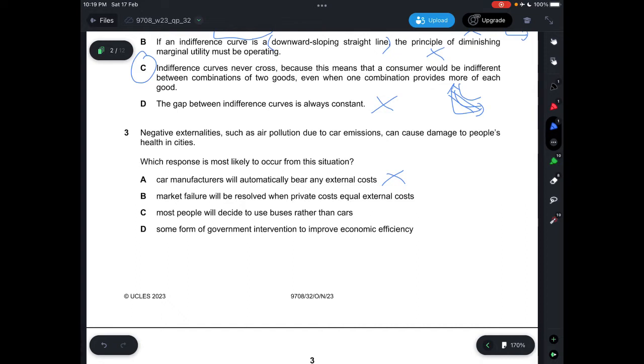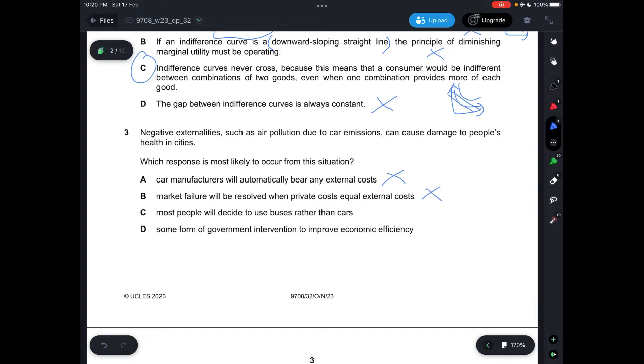And then when you combine external costs and private costs together, it results in social costs whereby everybody is bearing the cost. But if it says car manufacturers will automatically bear any external costs, that is incorrect. But if, let's say, the question says car manufacturers will bear private costs, that's correct. But external cost is borne by the citizens, people who are affected. B, it says market failure will be resolved when private cost equals external cost, which is incorrect.